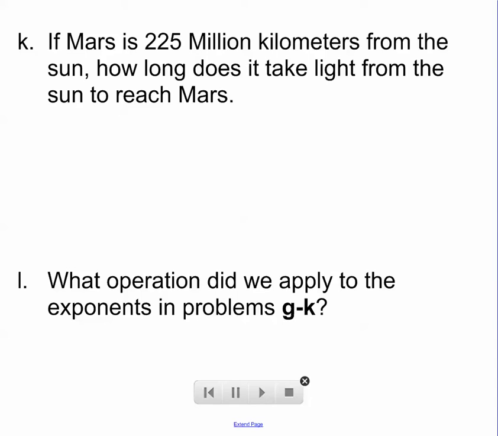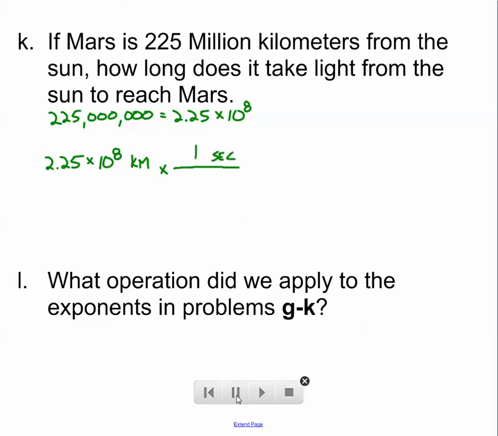If Mars is 225 million kilometers from the sun, how long does it take light from the sun to reach Mars? Well, first of all, let's think of 225 million in scientific notation. That's 2.25 times 10 to the 8th. Next, let's take that number, which is kilometers, by the way, and let's multiply it by the reciprocal of the speed of light. Because remember, in 1 second, light can travel 3 times 10 to the 5th kilometers. That's just the reciprocal of what we've done.